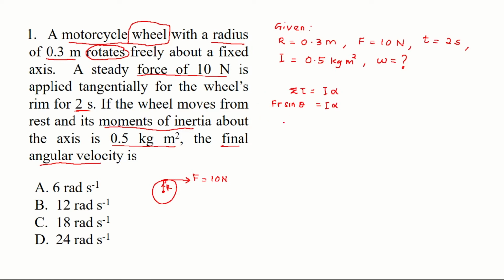Substitute the values F 10 Newton, R 0.3, theta 90 degrees, and I 0.5. So we can calculate alpha, the angular acceleration. We use a calculator, then you get the answer for alpha. So alpha equals 6 radian per second squared.